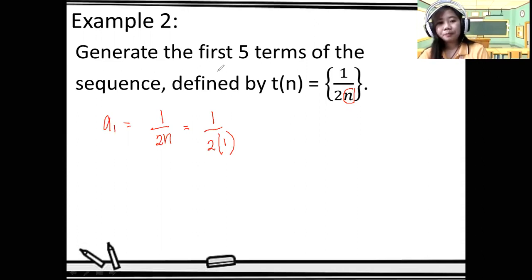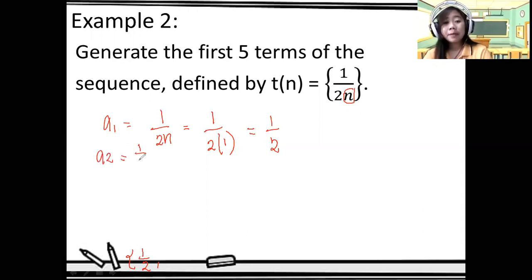Okay, next, we need to multiply. 2 times 1 is equal to 2. So a sub 1 now is equal to 1 half. So the value of our first term now is 1 half. Okay, so let's try to write it down here. Next, a sub 2 naman tayo.